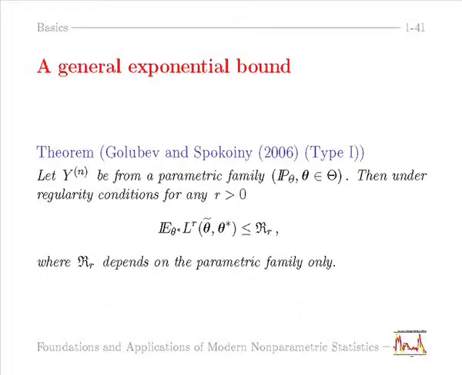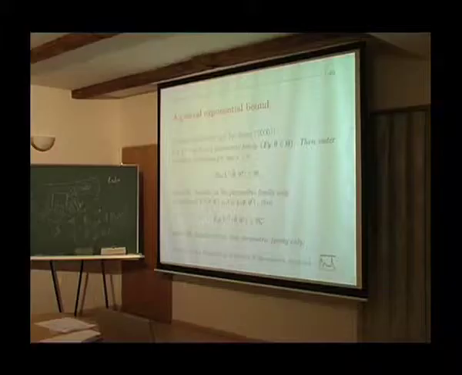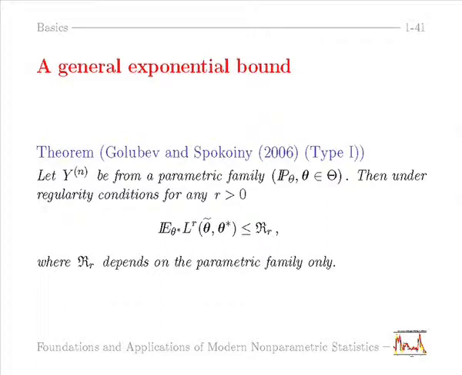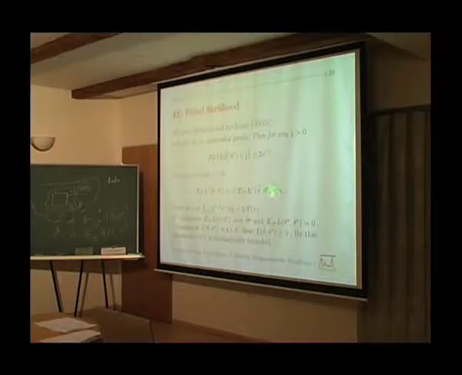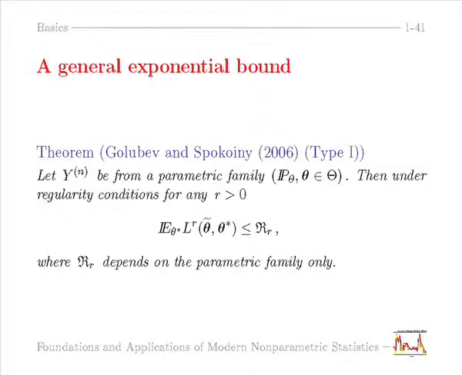And the result says, if you have an arbitrary parametric family, more or less arbitrary, under some regularity conditions on this family, you can establish the same type of bounds which you have for exponential family. I recall what we have for exponential family. See here, you have the expected value of the fitted likelihood to the power r is bounded by a constant depending on r only.